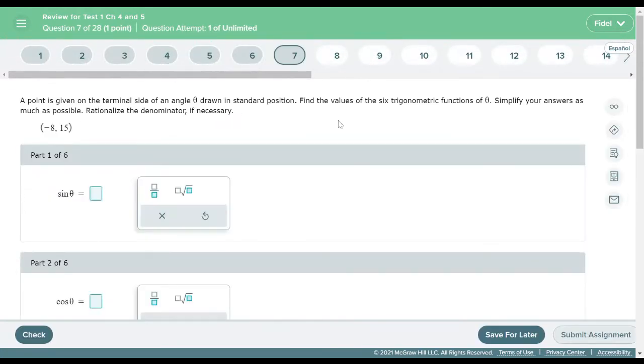Okay. Let's see. A point is given on the terminal side of the angle drawn in standard position. Find the values of the 6 trig functions. We want to go through number 7. Y'all tell me. So it looks like we might need to do this one, so let's do it. So I'm going to go like this, right?